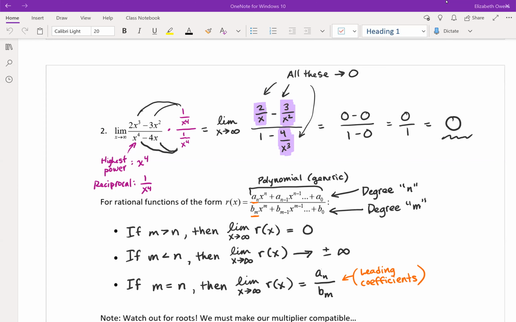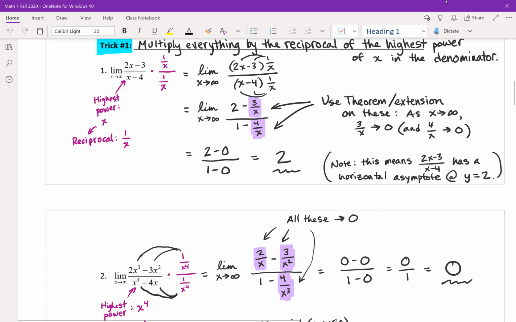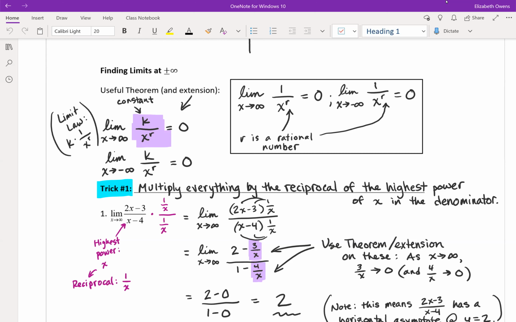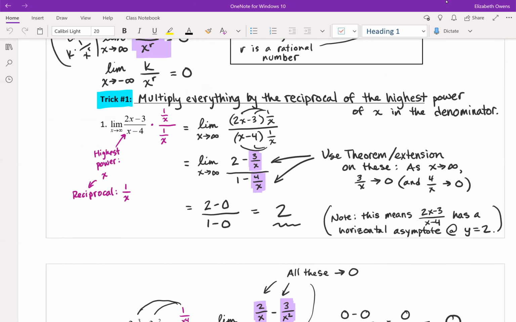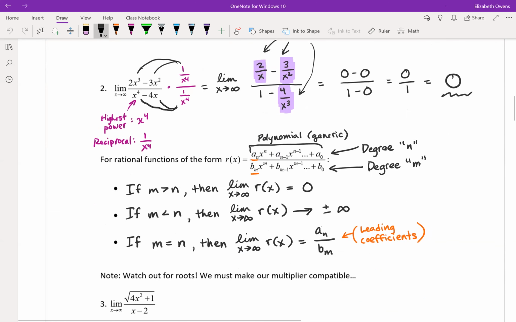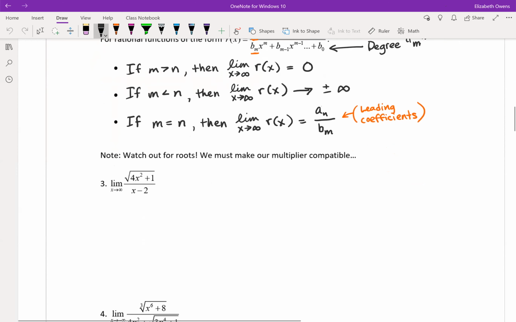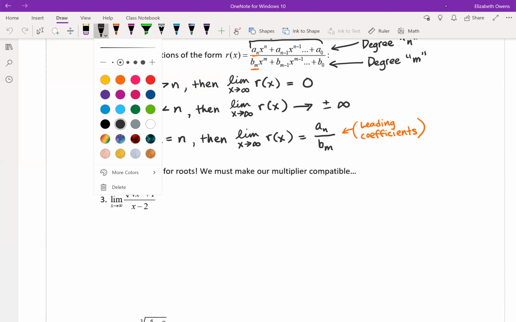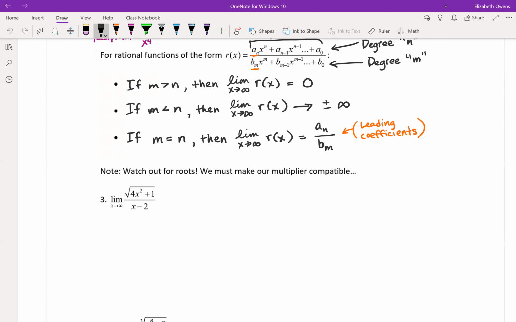Hello, we're in section 2.6 and we just saw how to use a super handy theorem for finding limits at positive or negative infinity. So we're going to continue along with this idea here. We're still using trick number 1, multiplying things by the reciprocal of the highest power of x in the denominator. We saw how to apply that to rational functions, but there's a little exception that we're going to look at now, or not an exception so much as a special case, really.